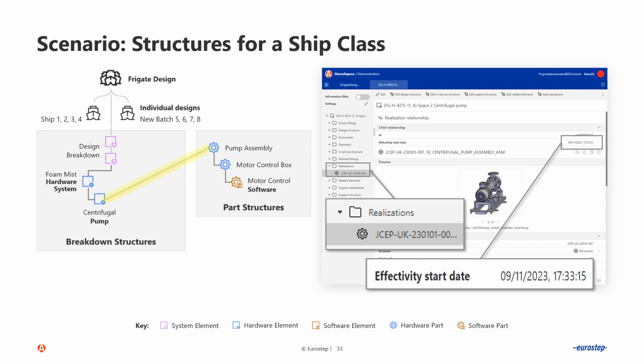So now we're going to look at some of the links between the structures. At any point in time, a breakdown element can be realized by one or more parts, and the realization relationship has its own set of metadata. You can see in this view the start date of this relationship. That's the point at which this relationship is effective, and because there is no end date, it is still assumed to be effective. So this is saying that from this point onwards, the pump assembly design is used as the centrifugal pump in the system.